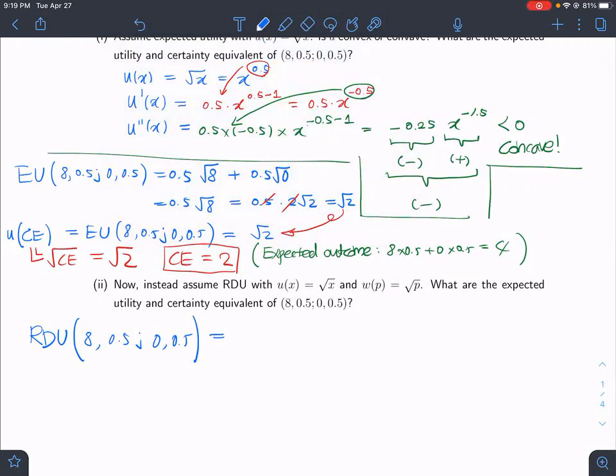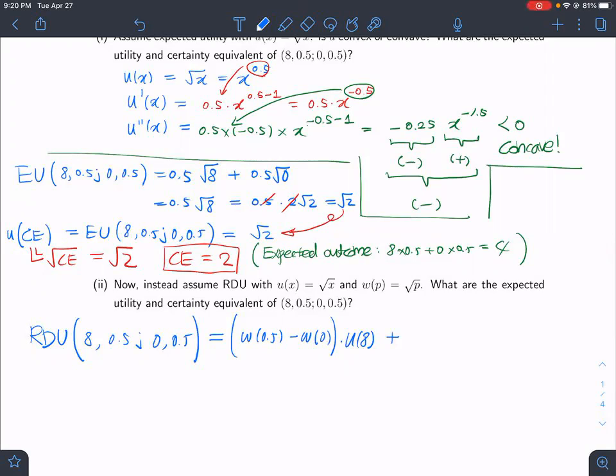Now, we should rank the outcomes first. 8 is better than 0 according to this utility function. So 8 comes first. Let me go step by step. U of 8 comes first. And then we assess the probability of outcome 8. The outcome that is weakly better than 8 is just 8, and the probability of that one is 0.5. Then nothing is strictly better than 8. So we just take this one.